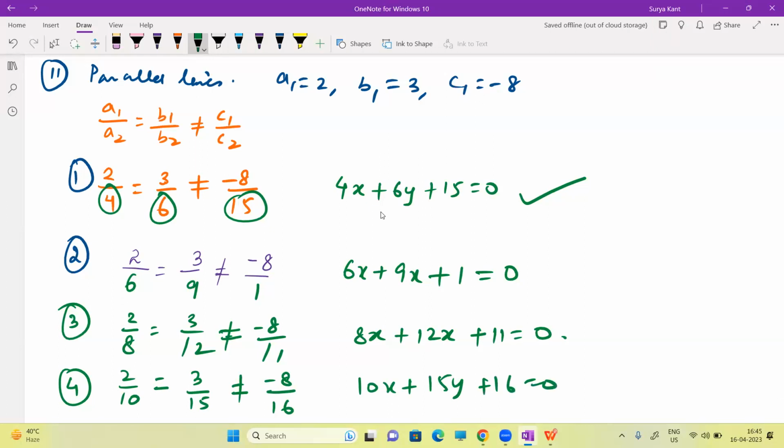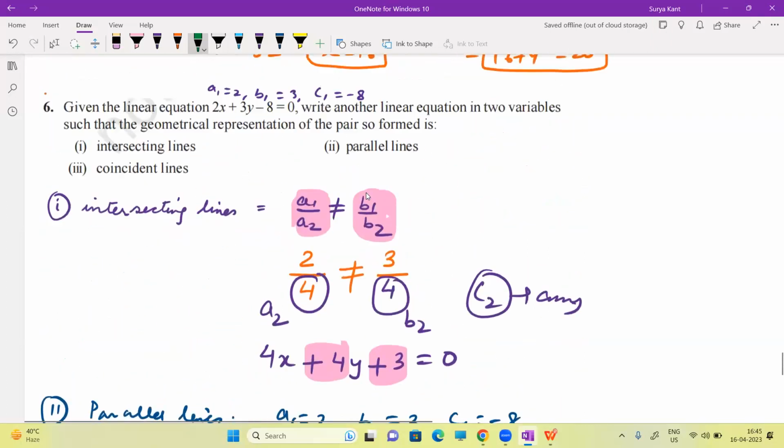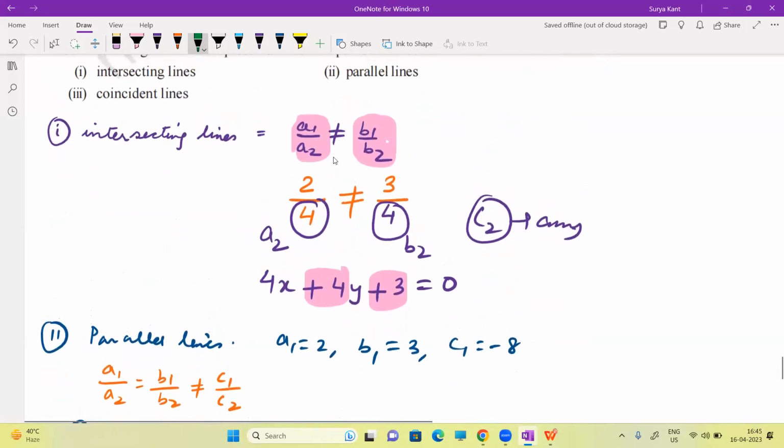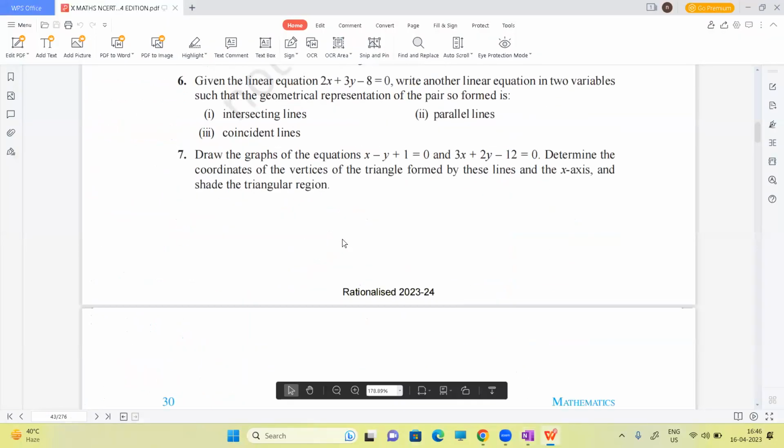Okay, fine. Similarly, you can do it for coincident lines, like that only. The third one you can take as homework. So you only need to check that A1 by A2 is equal to B1 by B2 is equal to C1 by C2, all the ratios should be the same. That's it. So moving to the next exercise now.